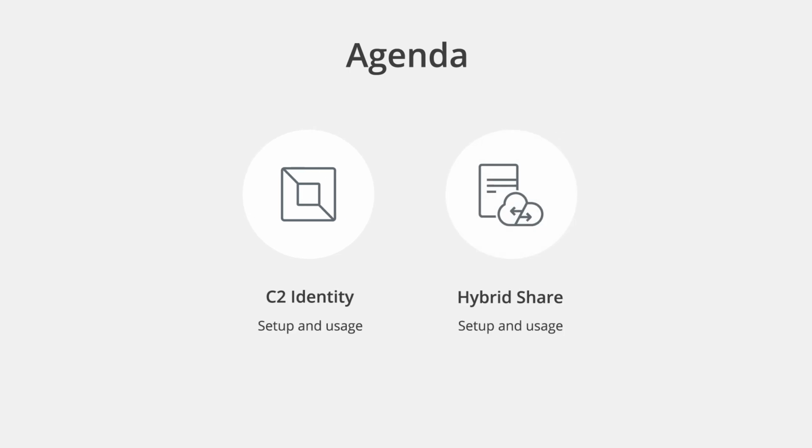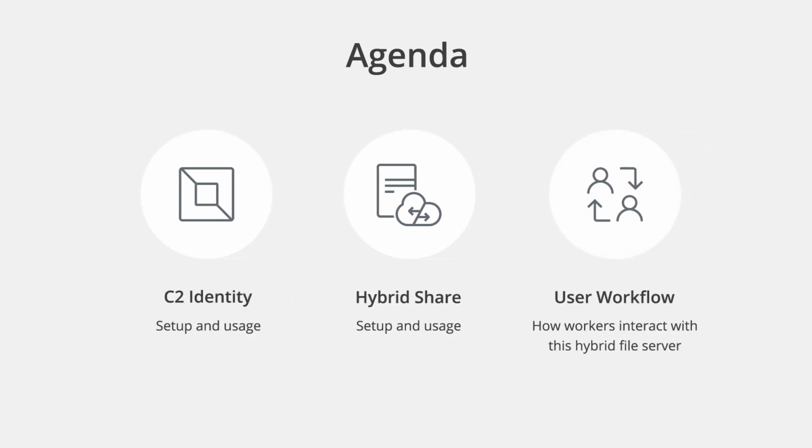We're then going to move into Hybrid Share, and we're going to start off by partitioning off our Synology C2 Storage environment first, and then mounting those different Hybrid Share folders on our respective NAS devices in our West Coast and our East Coast offices. We're then going to move into some end user workflows that your users will be able to take advantage of now that you have a Synology hybrid file server.